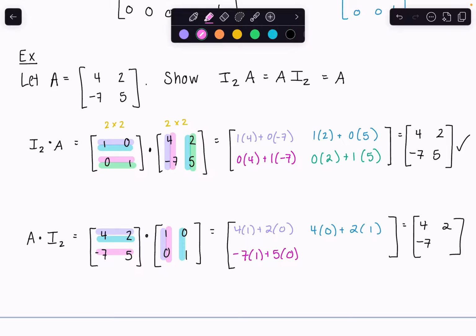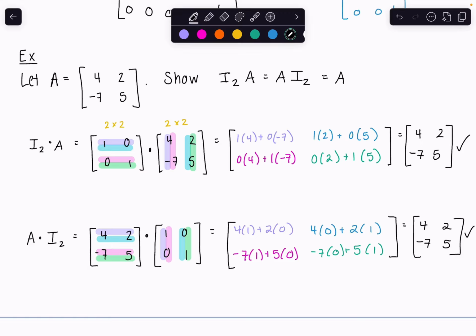And then finally, in our last spot, that is the second row, second column. So we get -7 times 0, 5 times 1, resulting in +5. So exactly the same thing back, okay?